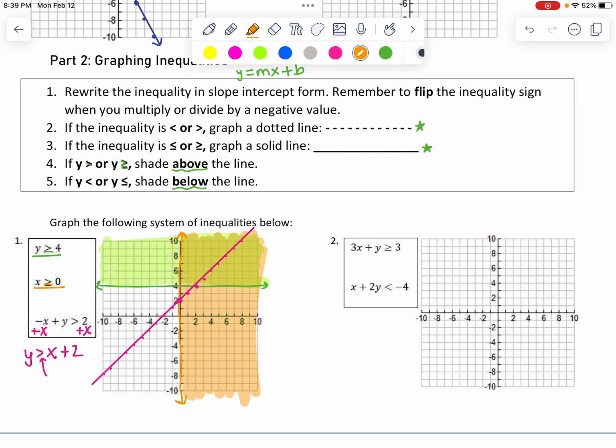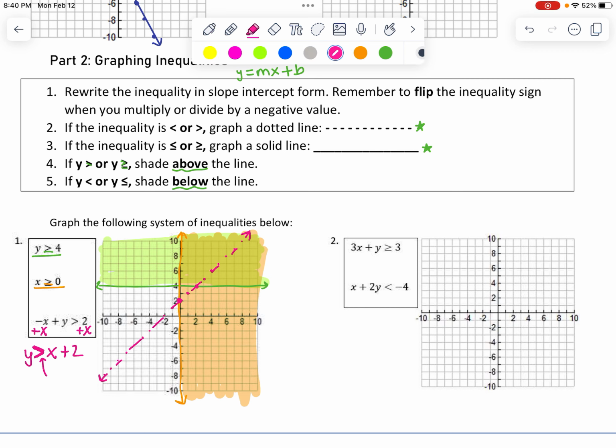All right. Oops. But I don't want a solid line. What type of line do I want? If you said a dotted line, you would be correct. Why, though? That's because this is a greater than symbol, not greater than or equal to. So we're going to draw a dashed line here. And this represents that the inequality cannot actually equal the line. It's only the values that are greater than this line.